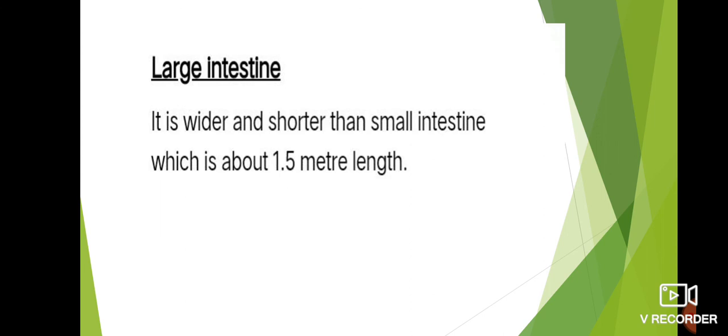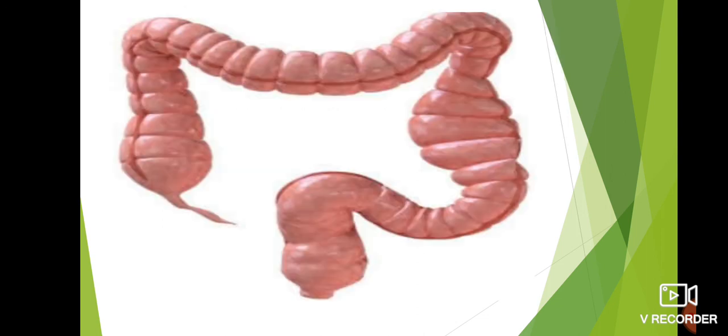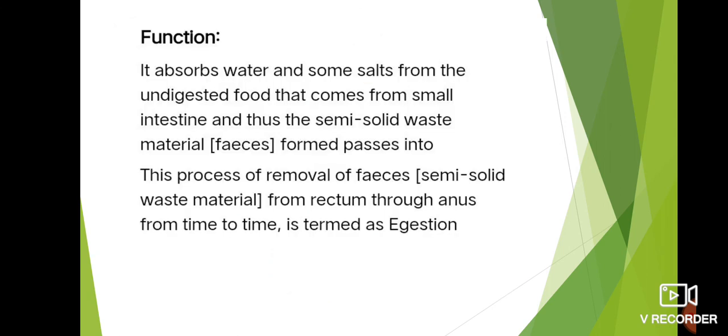Next part is the large intestine. It is wider and shorter than the small intestine, about 1.5 meters in length. This is the image of the large intestine. Functions of the large intestine. It absorbs water and some salts from the undigested food that comes from the small intestine, and thus the semi-solid waste material like feces is formed and passes into the rectum. This process of removal of feces from the rectum through the anus from time to time is termed egestion.